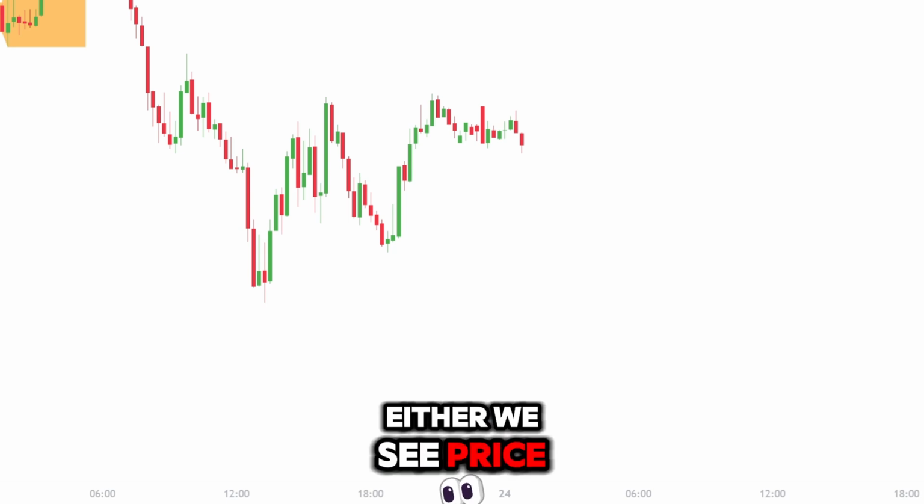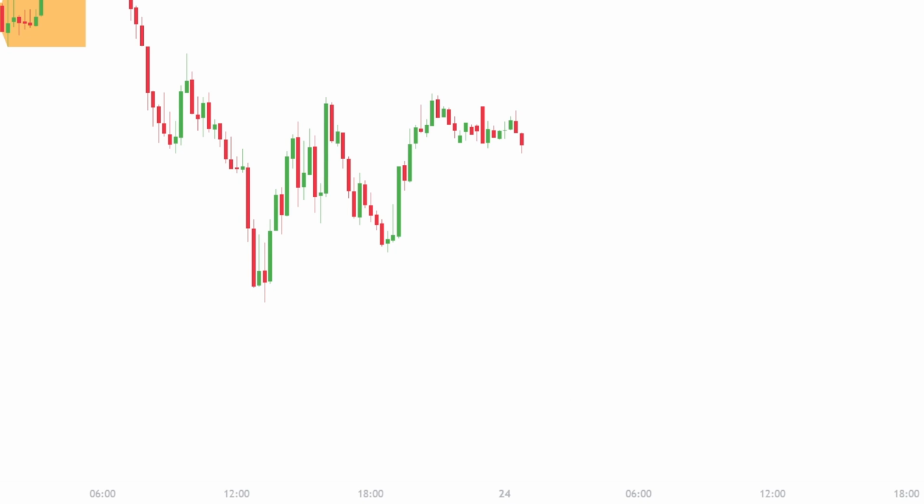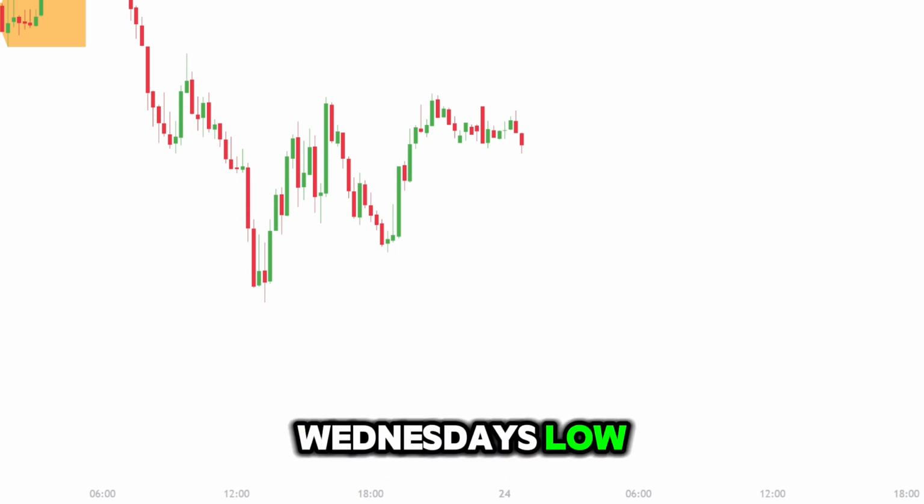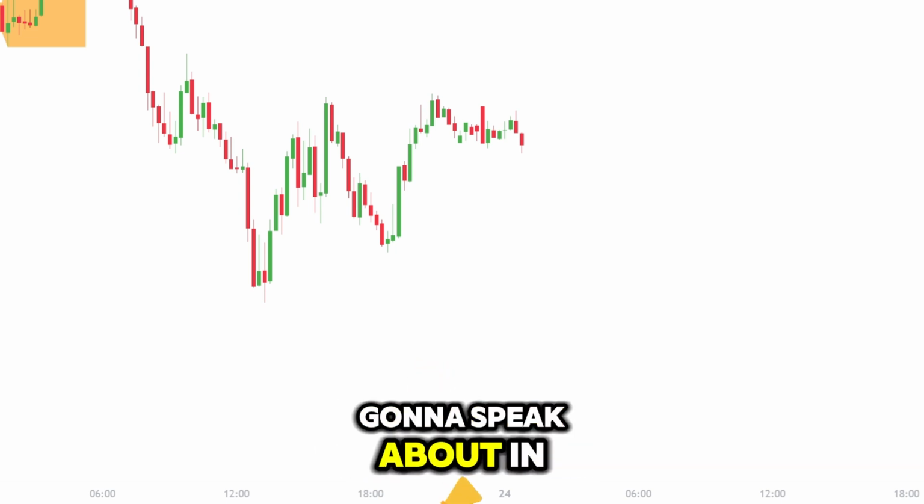So either we see price respect this inefficiency before ultimately Thursday heading higher, or I want to see Thursday come down and actually take out Wednesday's low before giving us the power of four, which is something I'm going to speak about in a bit.